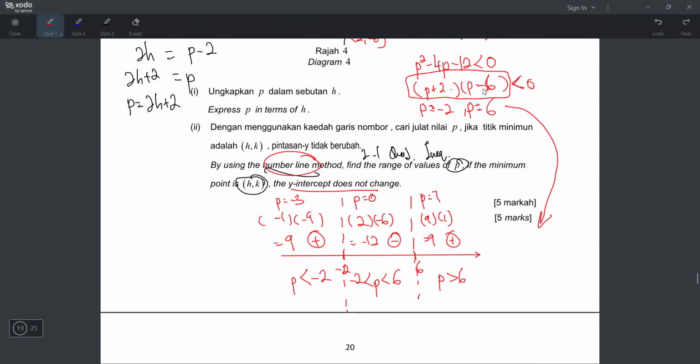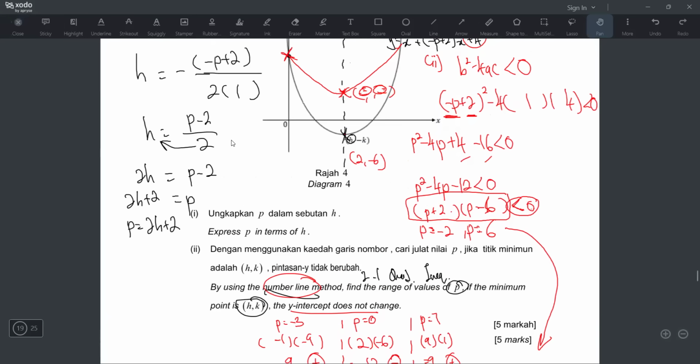Okay, after you're done, now you check whether you want the bracket to be smaller than 0 or bigger than 0. So now you can see they want it to be smaller than 0. It means you want the bracket to be negative. So tell me, which one you subbed just now gets negative? The middle one, right? So the answer would be the middle region, which is P in between negative 2 and 6. So that's the answer. So this is how you do the number line method. Okay, that's all for this.